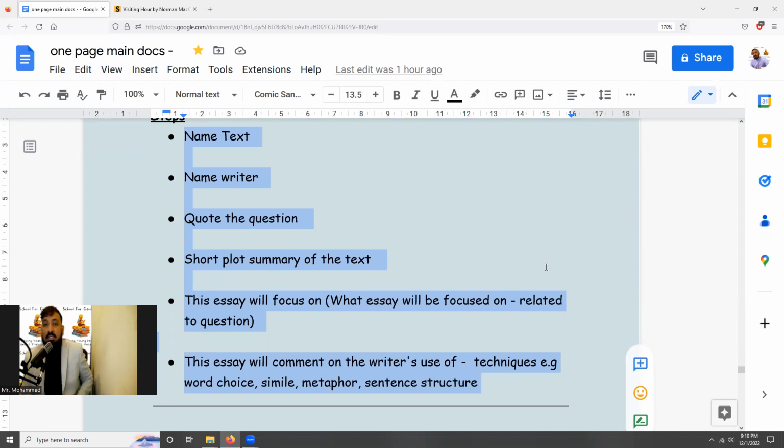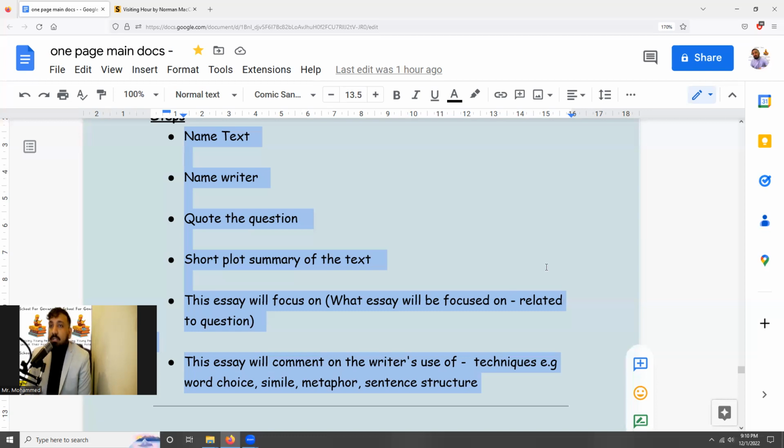So you begin by naming the text. For example, if I'm doing Visiting Hour by McCaig, like what we looked at in the last lesson, I would say Visiting Hour. I'd begin there. Then you go ahead and you name the writer. So that would be Norman McCaig. Or if you're doing, for example, Othello by Shakespeare, you would say Othello by William Shakespeare. You get the point. So name the text and then name the writer.